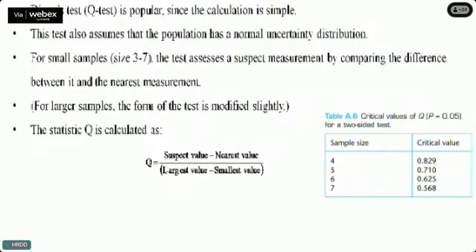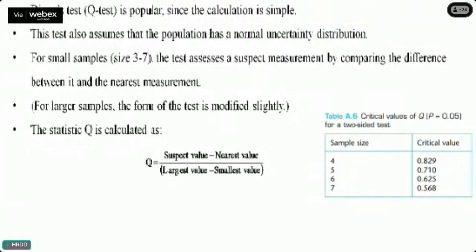If you have a large number of data, say 10 or 12, it will be difficult for you to manually calculate the standard deviation. Whereas this one you can do even manually, just by visually examining the suspect value and the nearest value. You can write the data in ascending or descending order. The suspect and nearest, you take the difference and take the ratio between this difference to that of the largest to the smallest value. So this will be much simpler to do.